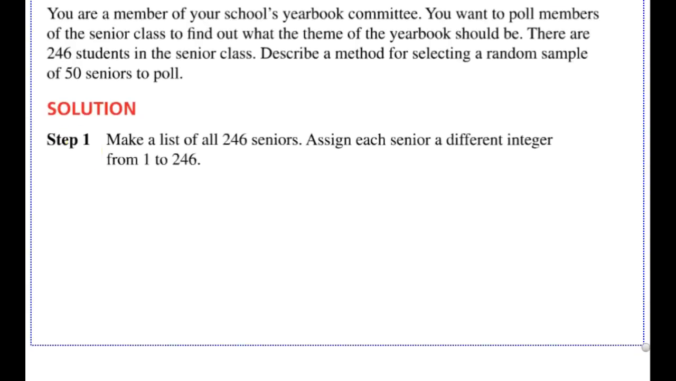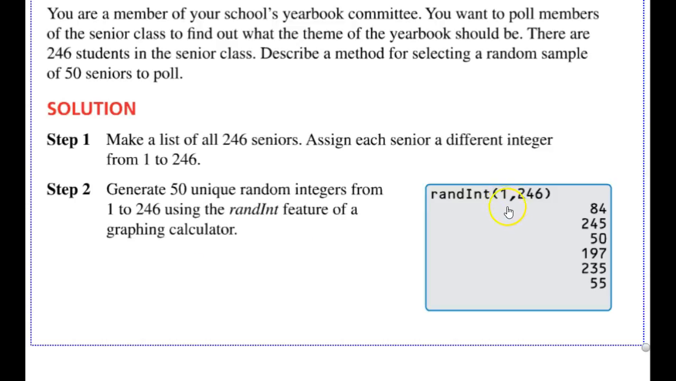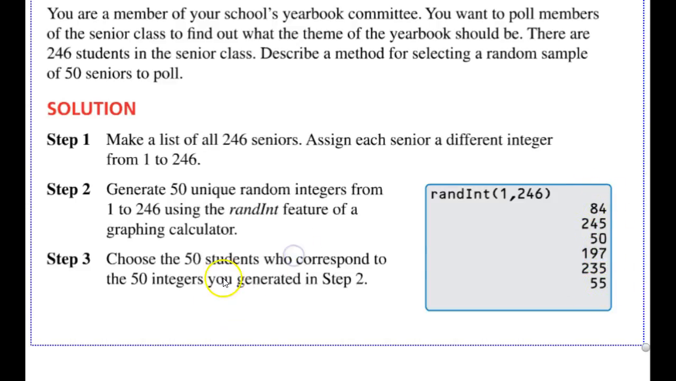So one thing you could do is make a list of all your seniors and assign each senior a different integer, right? Just assign them a different number. Then you can use your graphing calculator or the internet and find some random feature. And there's a lot of places you can do this. So then you can just generate 50 unique random integers. Okay, so here's how you can put this in your graphing calculator. randInt 1 through 246, right? And then you just hit enter and it keeps coming up with different random numbers. So then you would select these students. So you would pick those students that corresponded to those numbers.